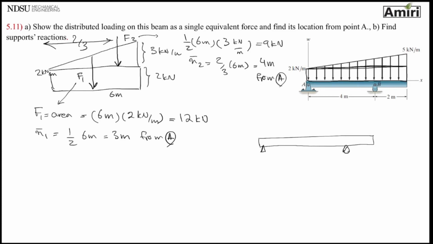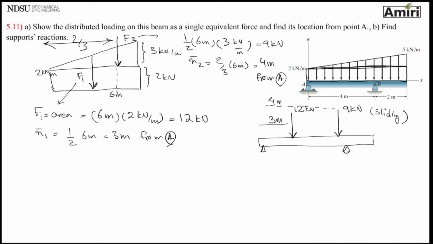Point B. So far, I have F1 of 12 at a distance of 3. I have another force of 9 at a distance of 4 meters. I should have put them closer to each other, but it's not to scale. Why did I bring that force F2 down? Because remember, force is a sliding vector.